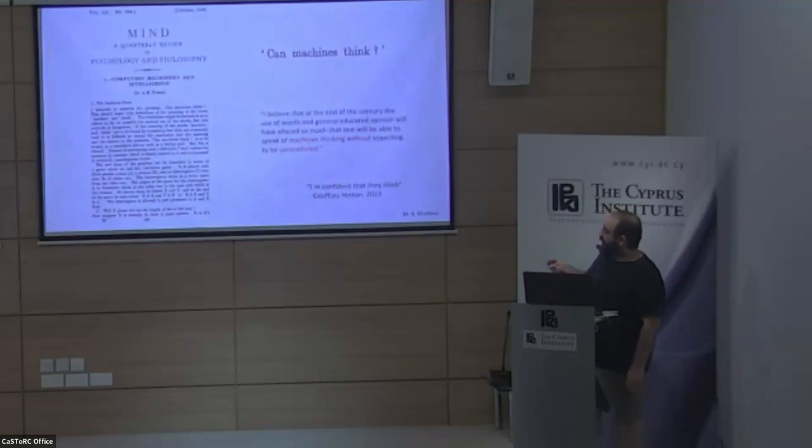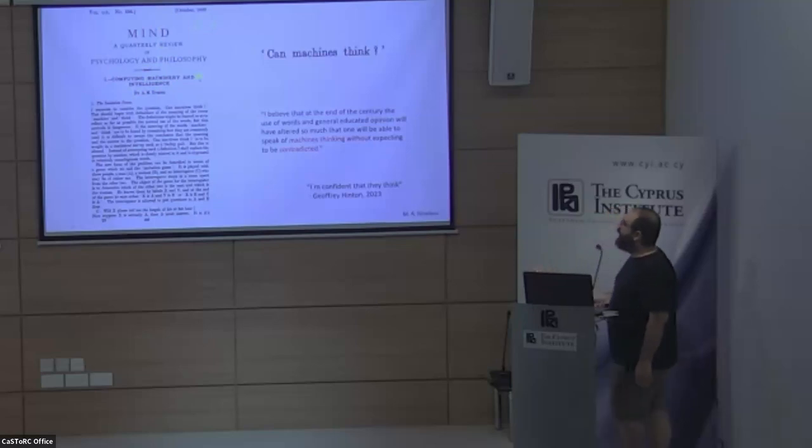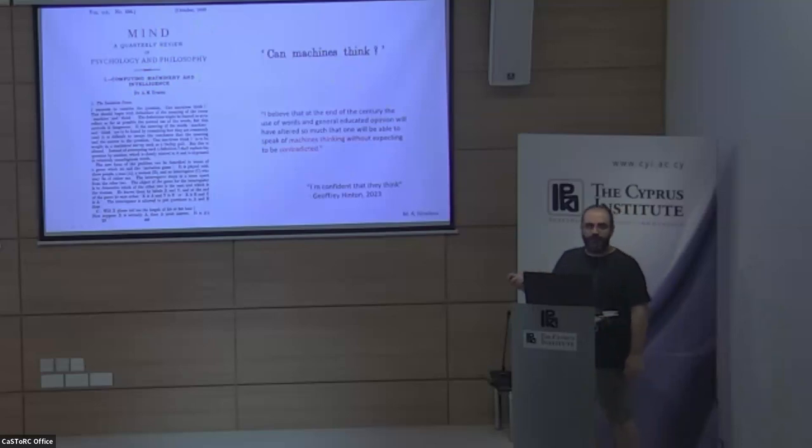So I would be remiss not to mention this paper by Alan Turing written in the 50s, that's like 70 years ago, where Turing predicted that by the end of the century, people will be able to talk about machines thinking. And Geoffrey Hinton in 2023 said he's confident that they do think. And I think that process is kind of simulated.